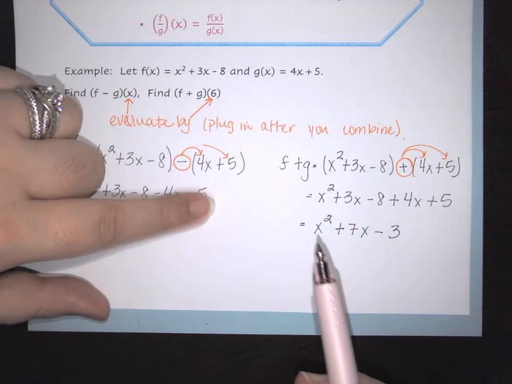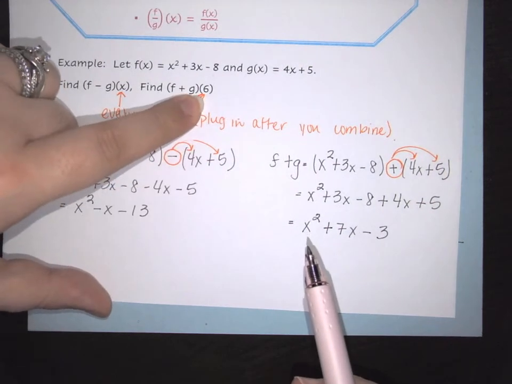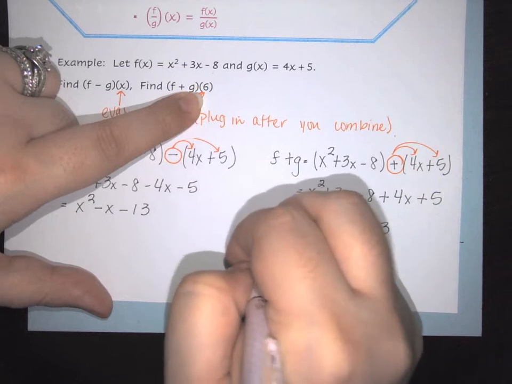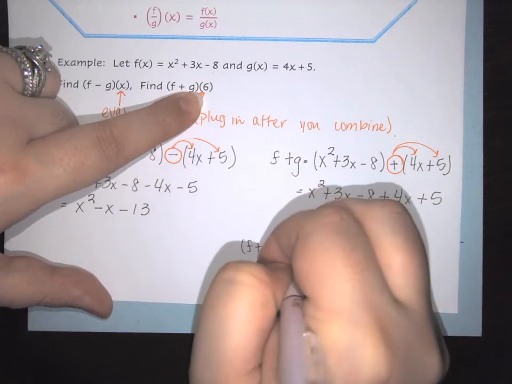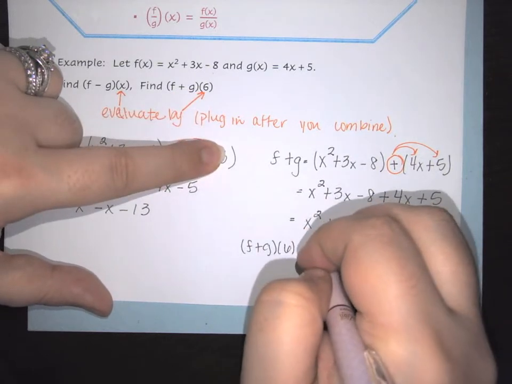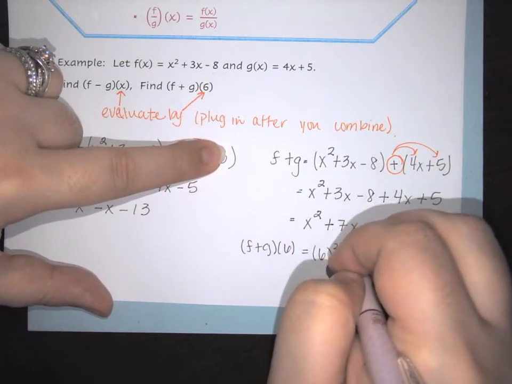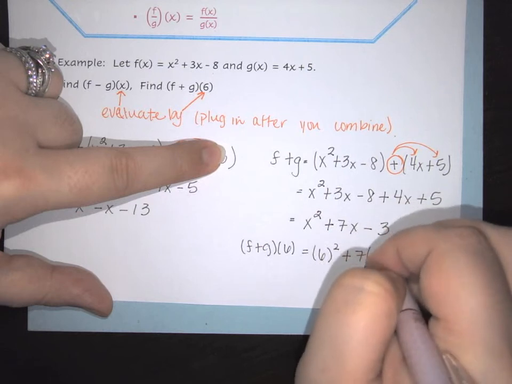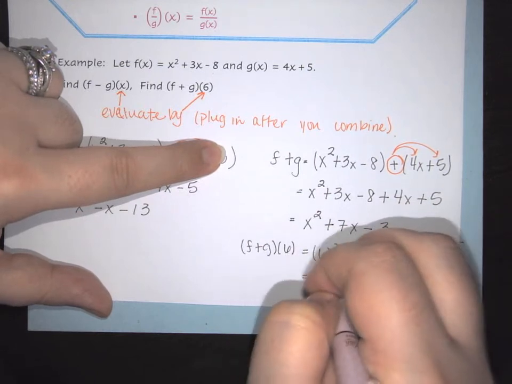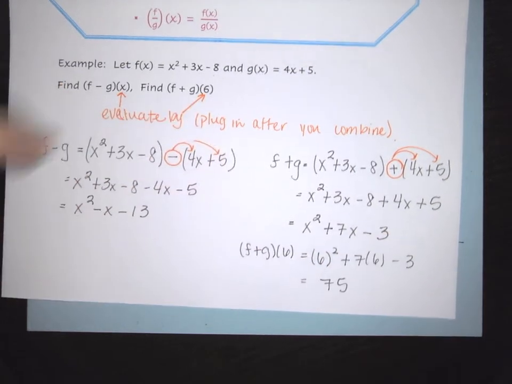Now we need to evaluate, and in this case we're evaluating by 6. So what that means is we are now going to do my f plus g evaluated at 6. So anywhere you have an x becomes a 6. So this becomes 6 squared plus 7 times 6 minus 3. So in this case, you'll end up with 75 as a result.